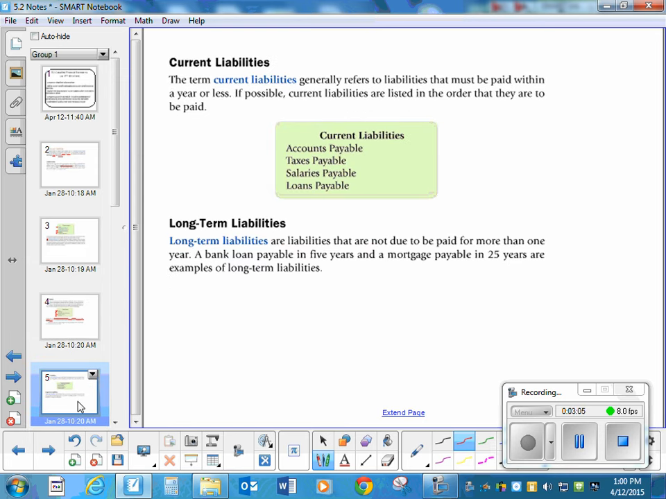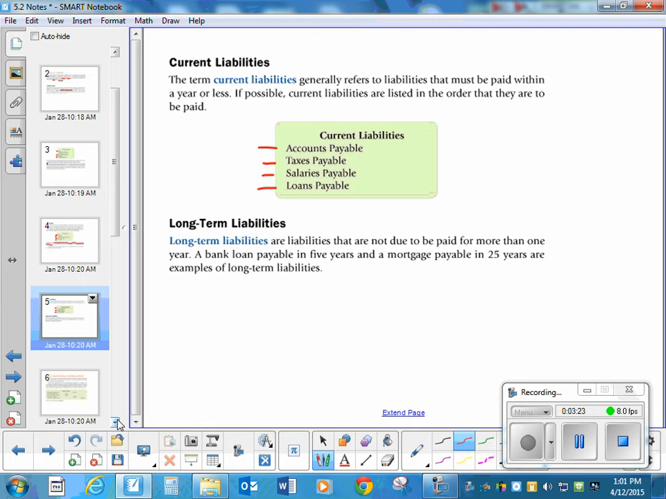Current liabilities generally refer to liabilities that must be paid within a year or less. Accounts payable, taxes payable, salaries payable, loans payable. Long-term liabilities are not due to be paid for more than 1 year. So that would be like your mortgage, a loan.